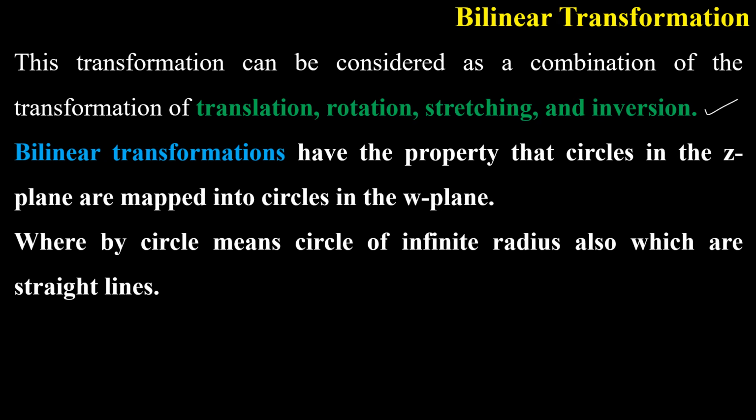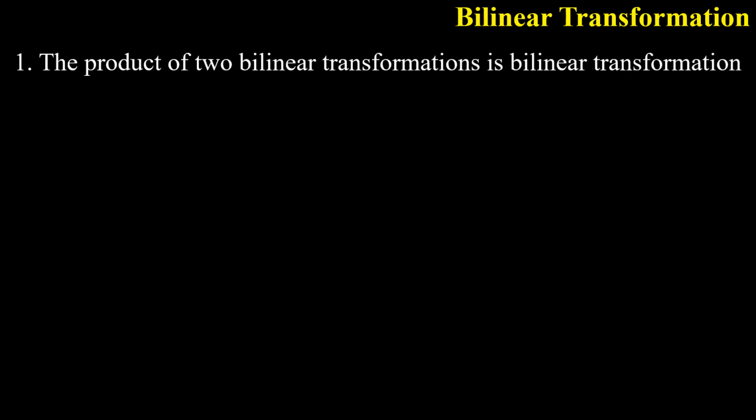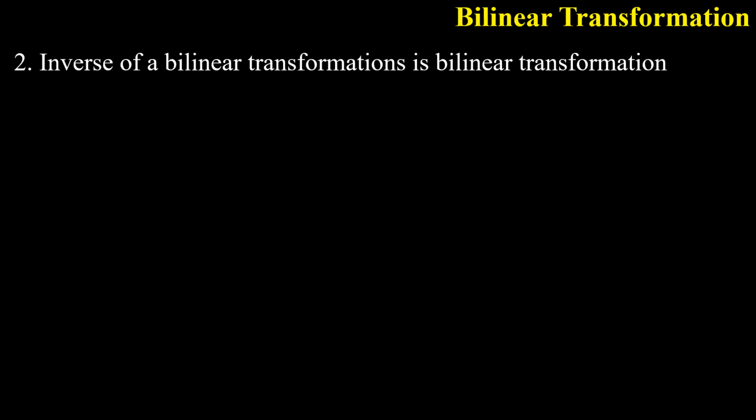Circle may have infinite radius, so a straight line can be regarded as the circumference of a circle having infinite radius. The expression AD minus BC is called the determinant of the bilinear transformation, that you must remember. Another property: the product of two bilinear transformations is again a bilinear transformation. The inverse of a bilinear transformation is again a bilinear transformation.